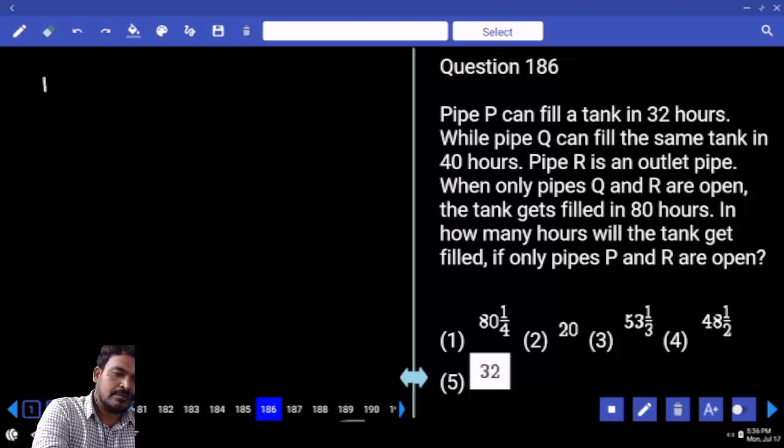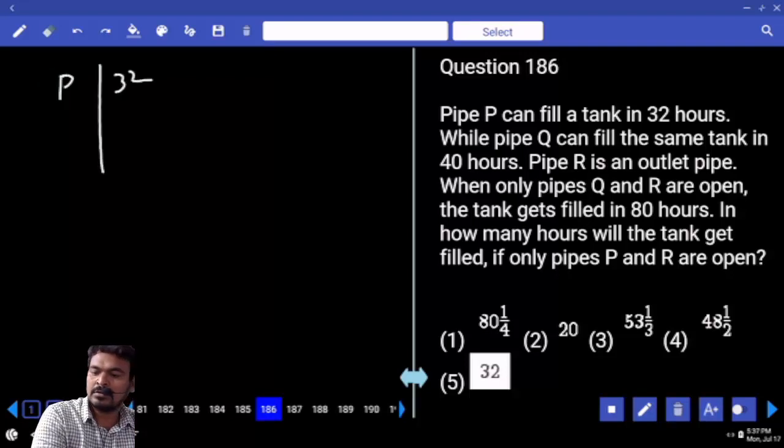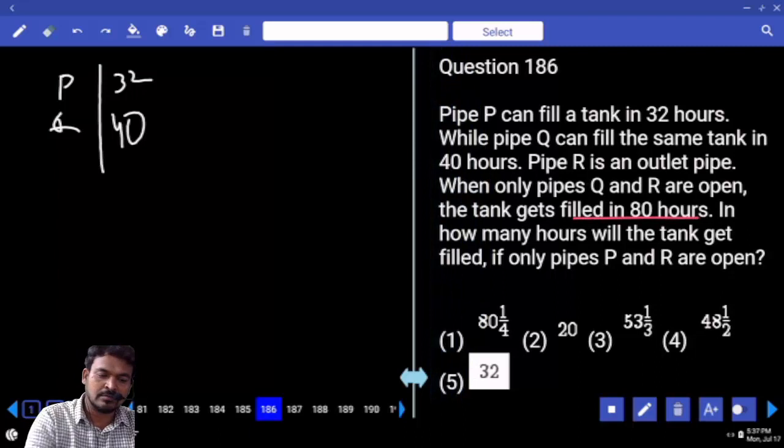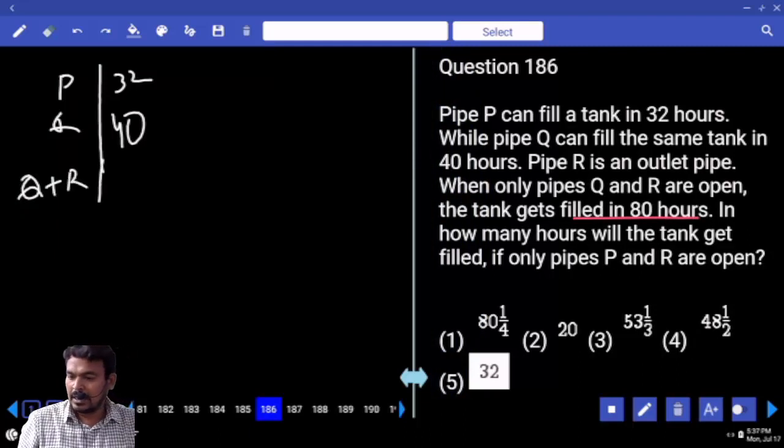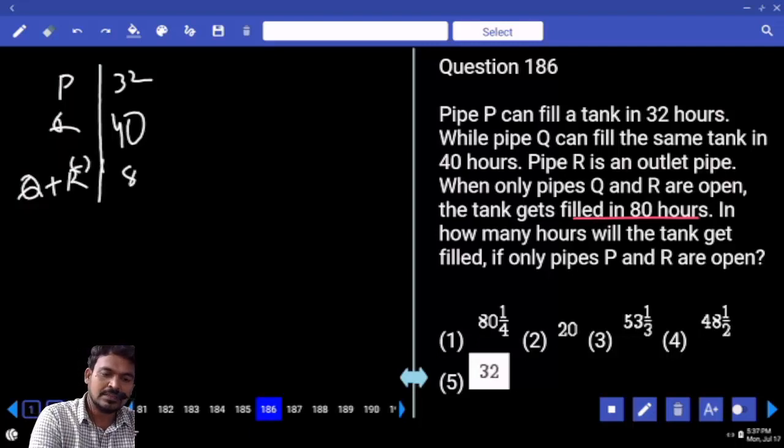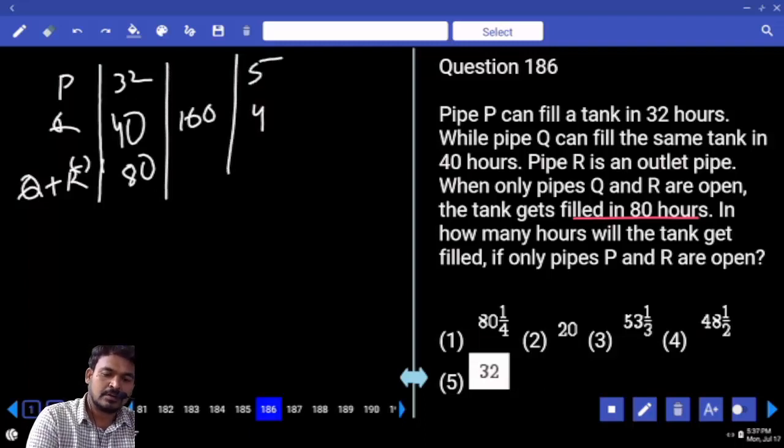First, only P can fill the tank in how many hours? 32 hours. Only P 32 hours and only Q 40 hours. But Q and R open together, it can be filled in how many hours? 80 hours. Here R is an outlet or inlet? Outlet. What is the LCM of 32, 40 and 80? 160. 32 how many times? 5 times. 40, 2 times. 80, 2 times.